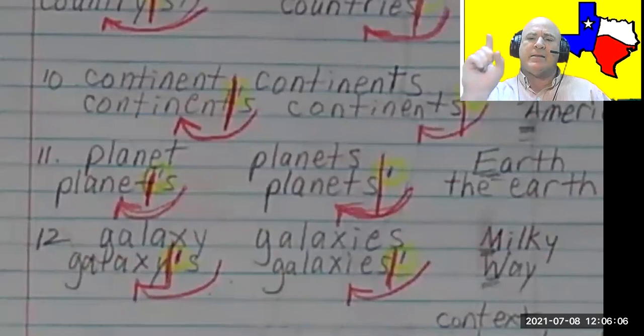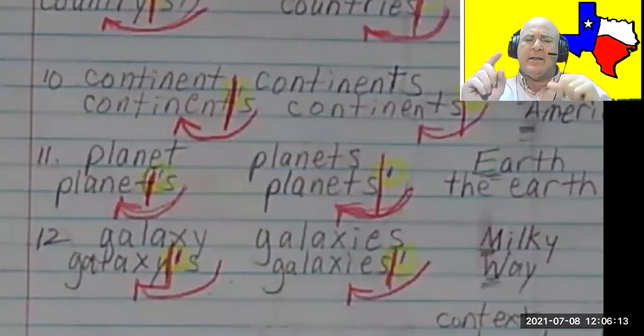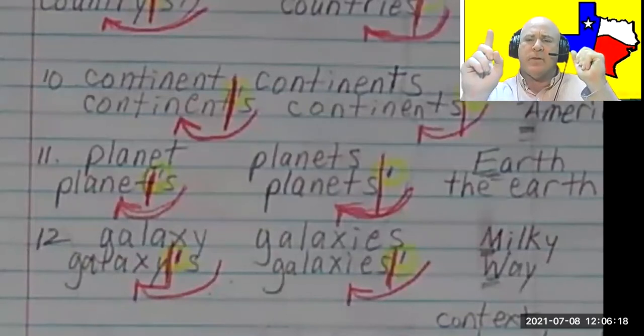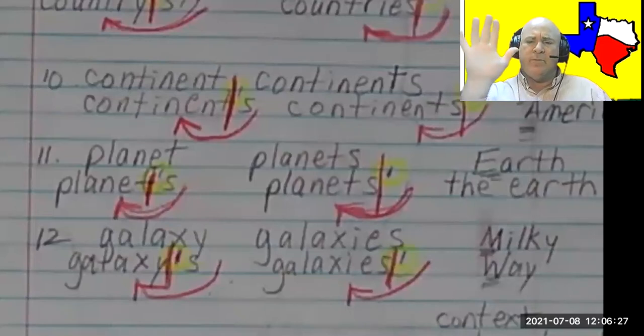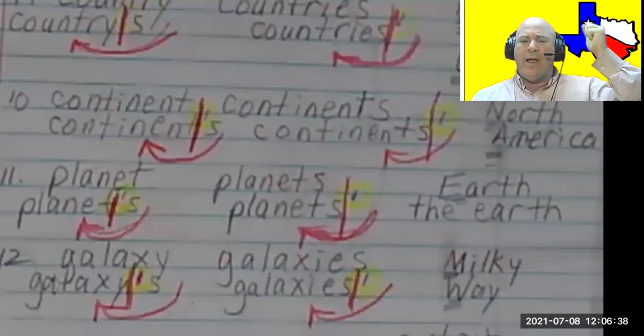Galaxy, apostrophe S, something that belongs to the galaxy. The galaxy's planets are, and then you can name all of the planets of our solar system. Galaxies, plural, possessive, belongs to more than one galaxy. And the name of our galaxy is the Milky Way.